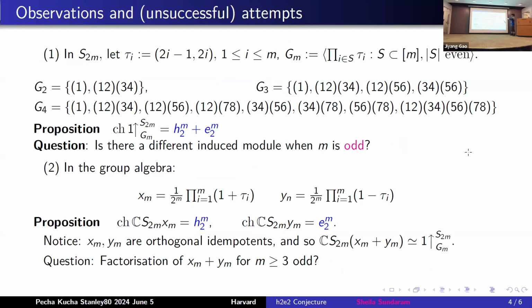Okay, so H2 to the m plus E2 to the m is actually the characteristic of a very simple transitive permutation representation. You take the subgroup Gm in the symmetric group S2m that's generated by even products of disjoint consecutive transpositions. But the thing that I want to do is, when m is odd, I'd like to, quote, factor this in a different way as an induced module. I tried in the group algebra too, and I couldn't really see how to do it. And this is easy to do, the proposition, but it's the factoring that's hard when m is odd.